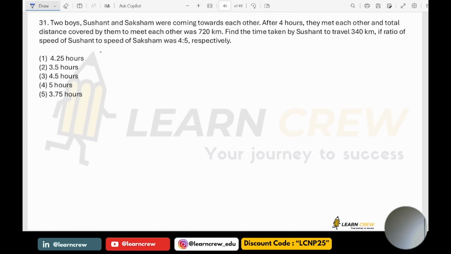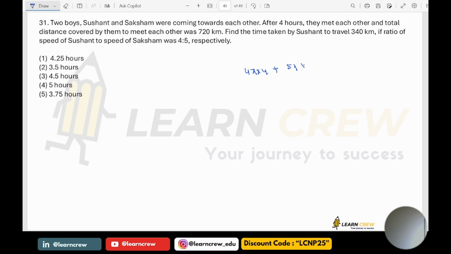Next. Two boys, Sushant and Saksham, were coming towards each other. After 4 hours, they met each other, and the total distance covered by them to meet each other was 720 kilometers. Find the time taken by Sushant to travel 340 kilometers if the ratio of speed of Sushant to speed of Saksham was 4:5 respectively. So see here, the speed of Sushant is 4x and speed of Saksham would be 5x.